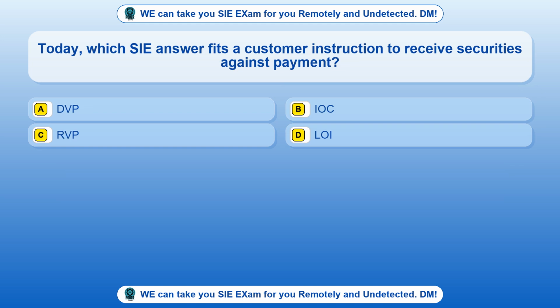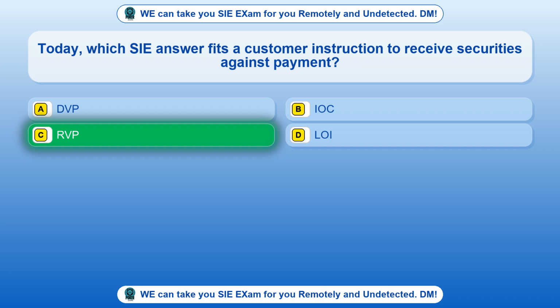Question 83. Today, which SIE answer fits a customer instruction to receive securities against payment? Option A, DVP. Option B, IOC. Option C, RVP. Option D, LOI. The correct answer is option C, RVP.